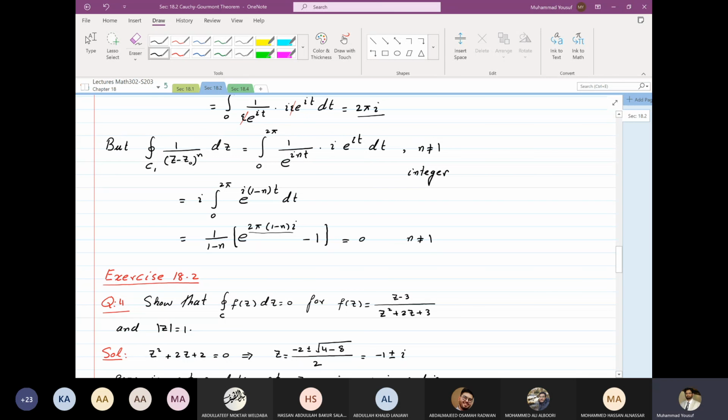You take n as some number, whatever that number, 1 minus n. For example, you take n equal to 3. 1 minus n is negative 2. Negative 2 multiplied by 2 is negative 4. Cosine of negative 4 pi, e power negative 4 pi i, is always equal to 1. And 1 minus 1 is 0. So this integral is 0. So if the power is not equal to 1, then the answer is 0. If the power is equal to 1, then the answer is 2 pi i.